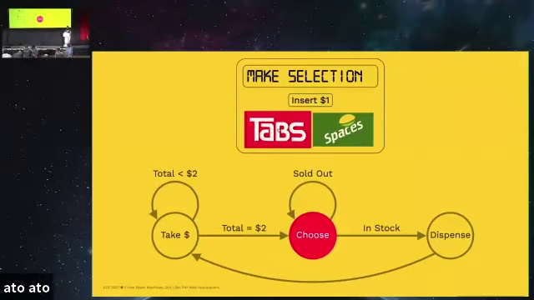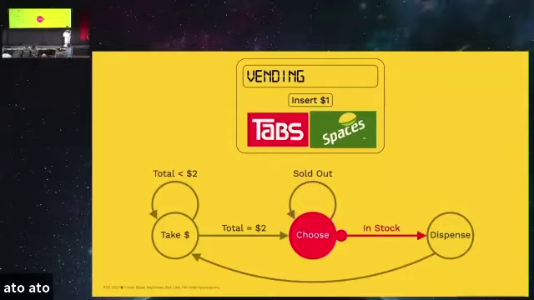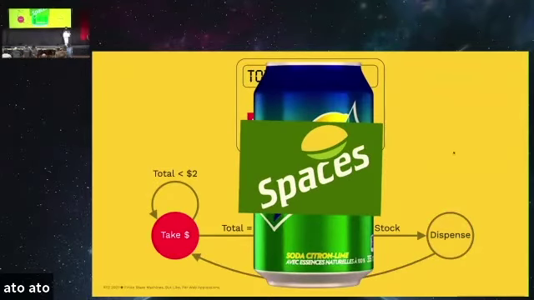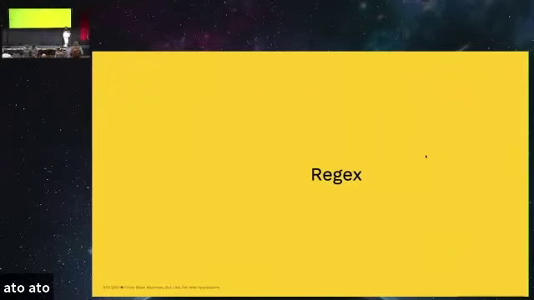If I try to buy tabs, it's sold out. If I try to buy spaces, it's in stock, and it will dispense my soda again. Get out of here. All right.